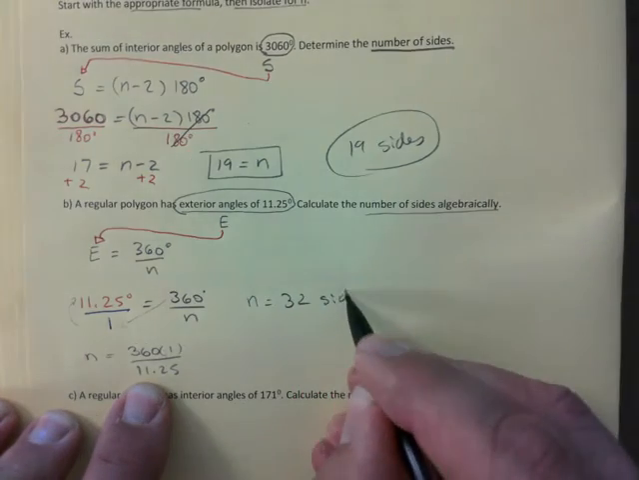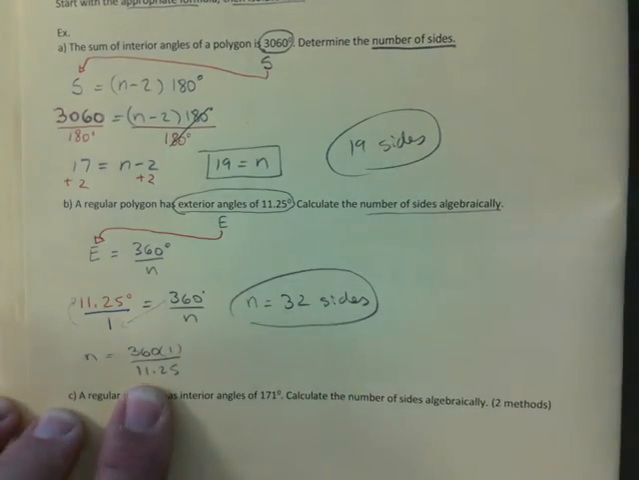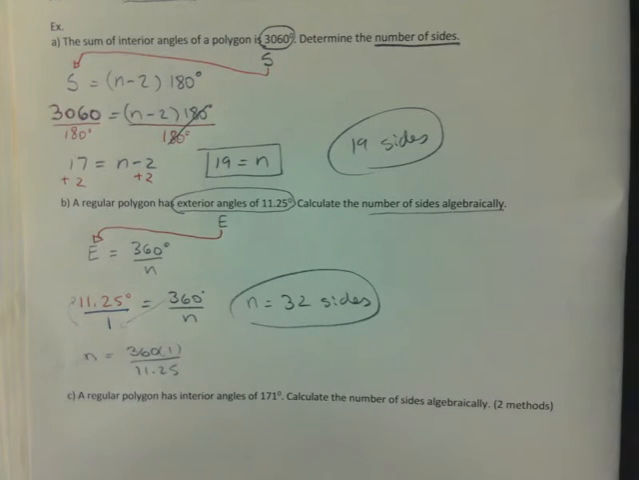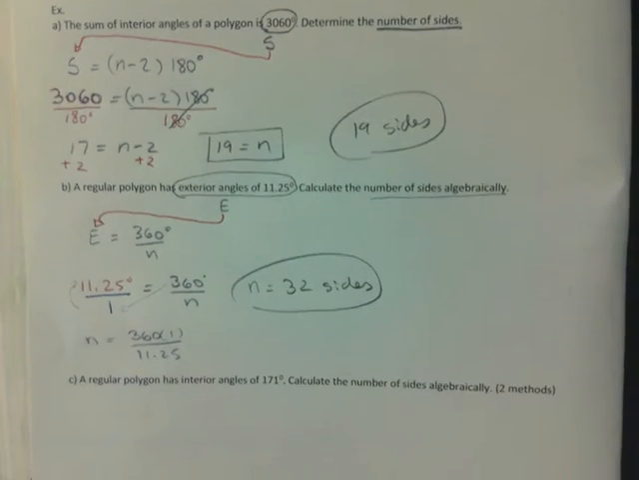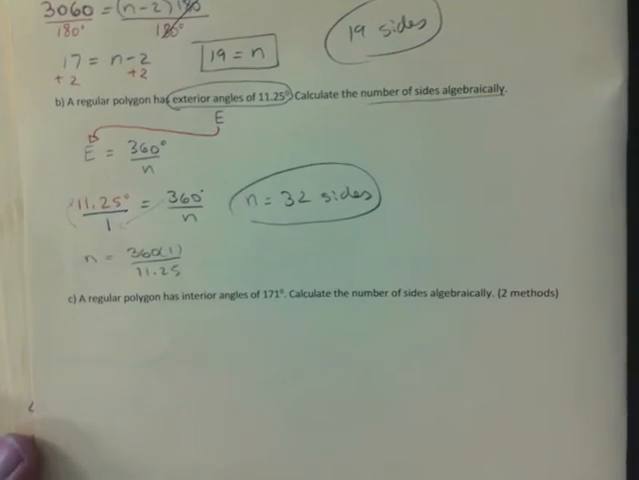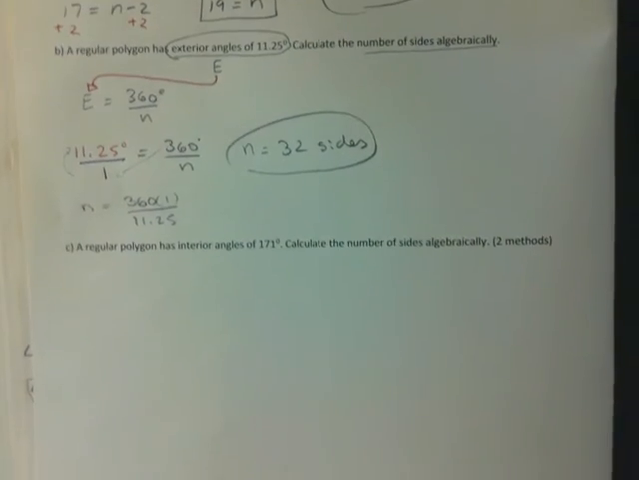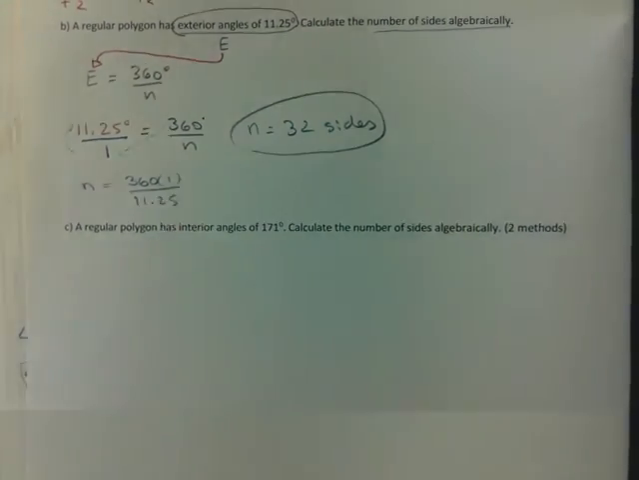32 sides. And you're done. So some of them are easier, some of them are a bit more challenging. And this is the hardest one that you're going to see here. One of the harder ones. So we went intermediate, and now the harder one.